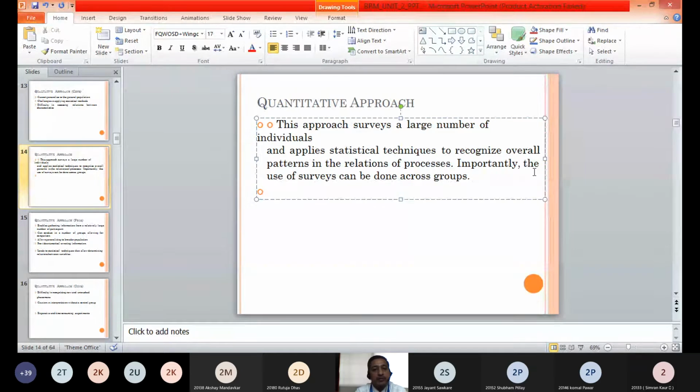Importantly, the use of surveys can be done across groups. Herein you will see that we can collect information from a large number of individuals. The data we gather is numerical data, and it is easy to apply statistical techniques on it, and we can establish relationships between different characteristics or variables wherein we are studying that particular problem.